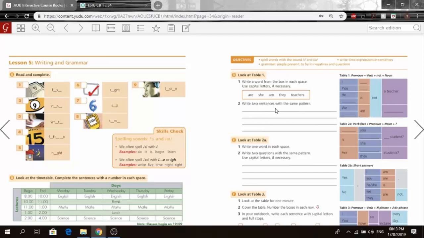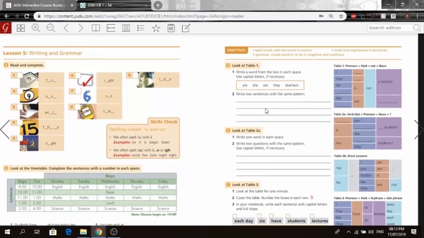Now, write 2 sentences with the same pattern. I'd like for you to pause the video now and think of 2 sentences, and I'll give you 2 sentences after you unpause the video. Okay, so my sentence will be, you are not a doctor. Obviously, you is capital, okay? And don't forget that full stop at the end, okay? And my second sentence is, they are not fighters, okay? Obviously, the T is also capital, and full stop at the end, okay? So, you are not a doctor, and they are not fighters.